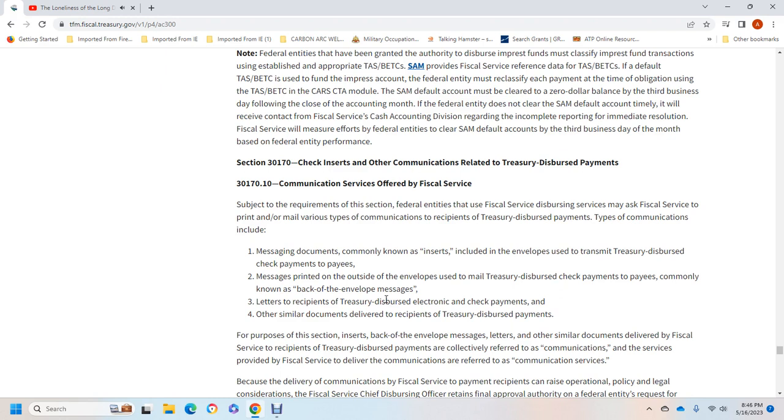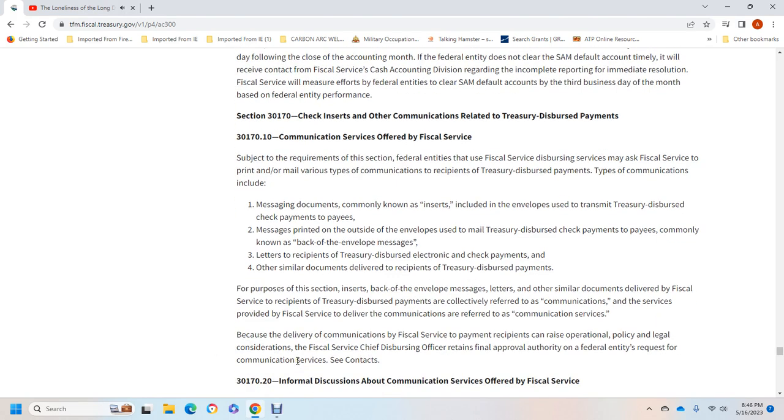For purposes of this section, inserts, the back of the envelope, and other similar documentation delivered to recipients of Treasury disbursed payments are referred to as communication services. The provided officials for the delivery of the communication, as referred to, become the fiscal service. The chief disbursing officer renders final approval of the authority over the communication service.